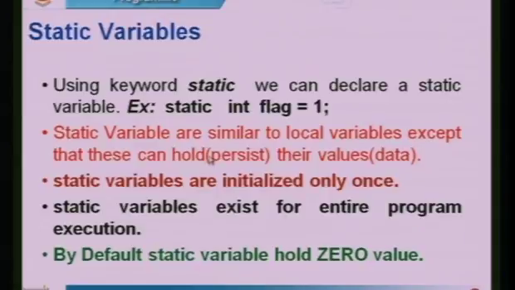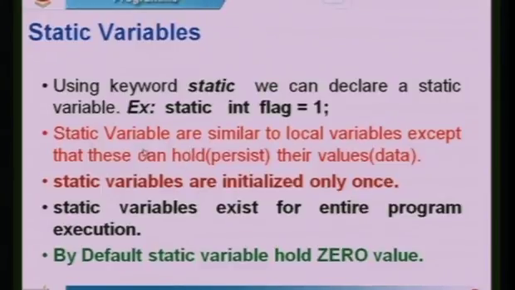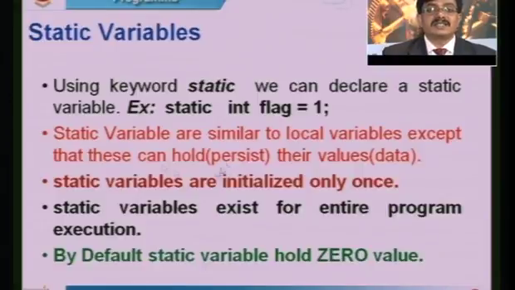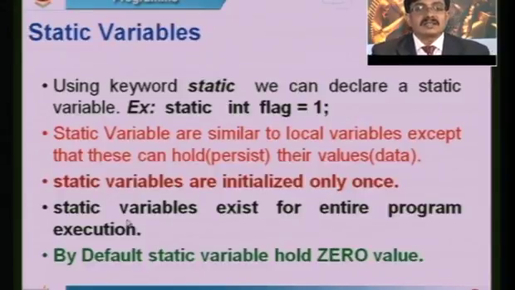Throughout the execution of the program, the static variables exist. Automatic variables, once we come out of a block, die, whereas static variables do not. They persist throughout the execution of the program. One more feature of static variables is that they are initialized only once. Static variables exist for the entire program execution, and the default value of a static variable is 0.